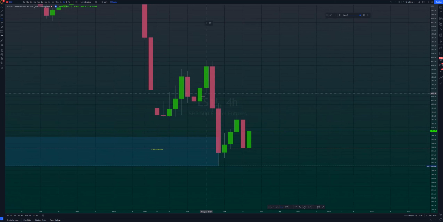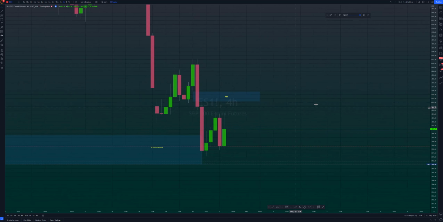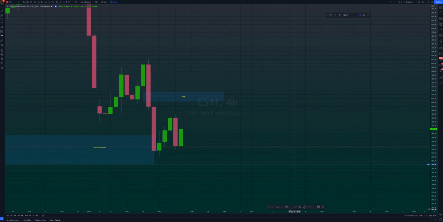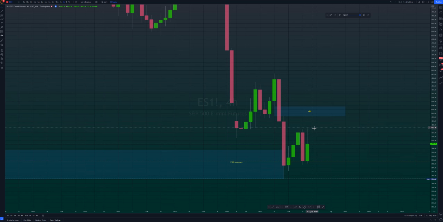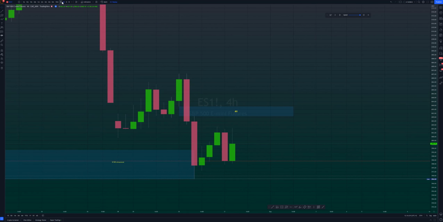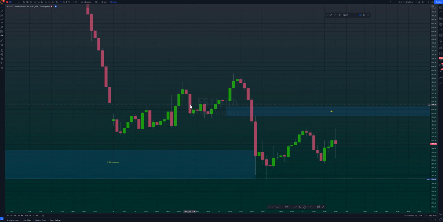On the 4 hours we can see that we have a fair value gap which is not touched yet above the price. So let's mark it up, and right now I'm thinking that maybe we can have a retracement up to the fair value gap before continuing down, or maybe just sideways. So right now I'm thinking that we can see some upside, so my bias is to the up. Let's go on the 1 hour.